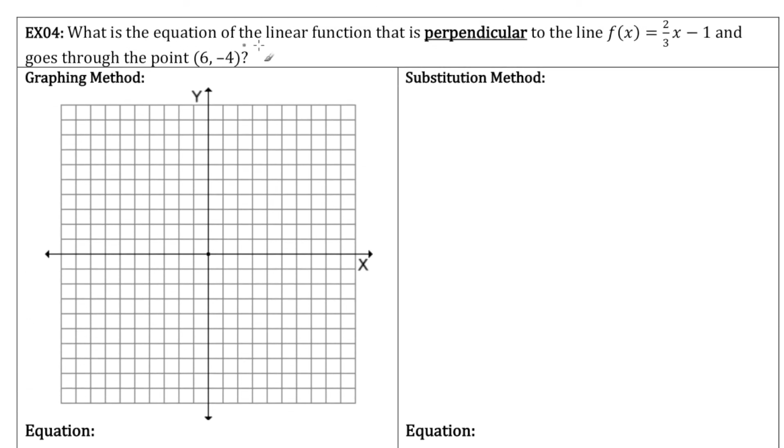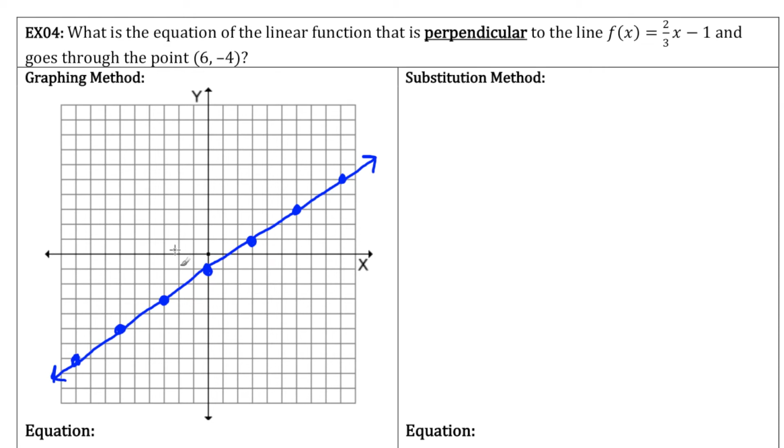So what is the equation of the linear function that is perpendicular to 2/3x minus 1 and goes through 6, -4? So let's graph this one first. So -1 is our y-intercept, and the slope is 2/3. Up 2, right 3, repeated. Okay. Not too bad, I think.